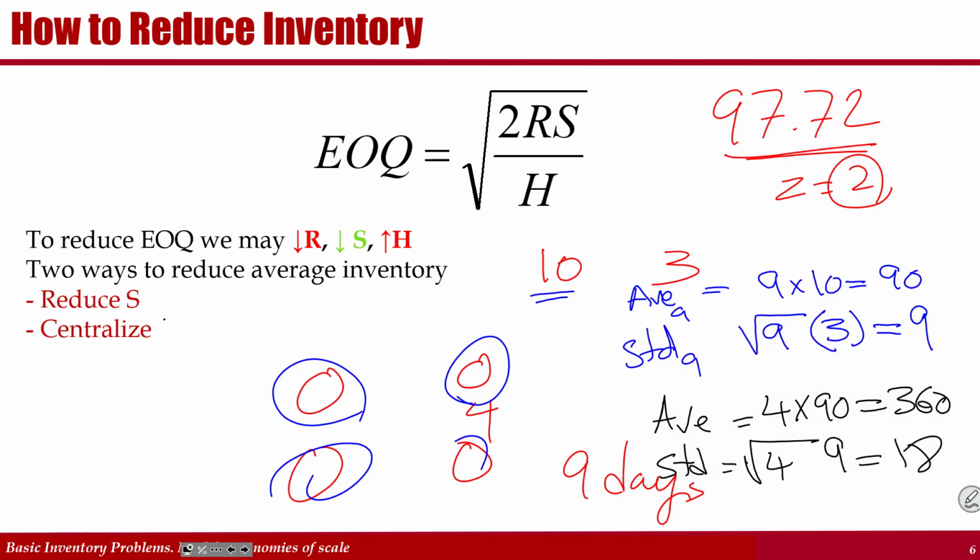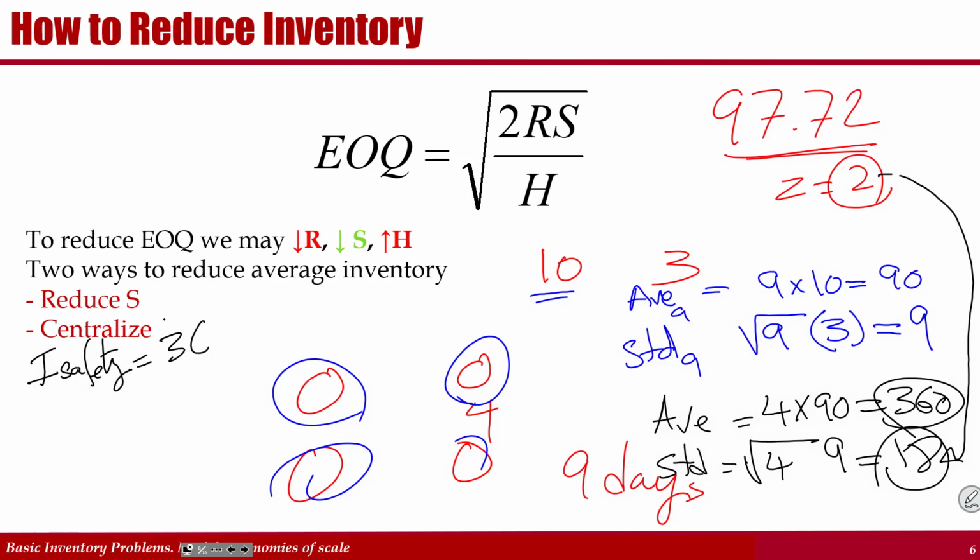Therefore, demand during this period has an average of 360 and a standard deviation of 18. Now, if I want to have a service level of 97.72%, I should multiply 2 by 18, which makes it 36. Safety stock is equal to 36, and average demand during this period is 360. Whenever the inventory level reaches 396, we place an order.